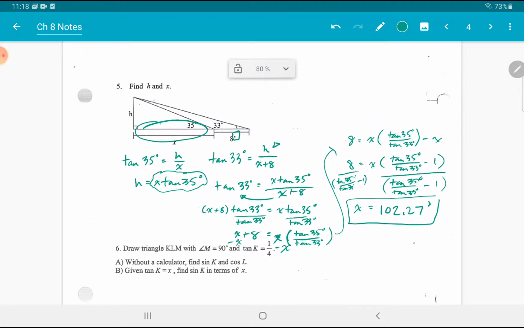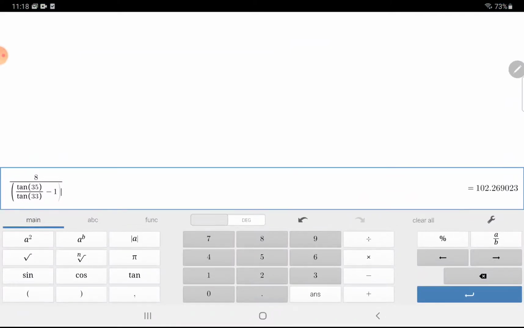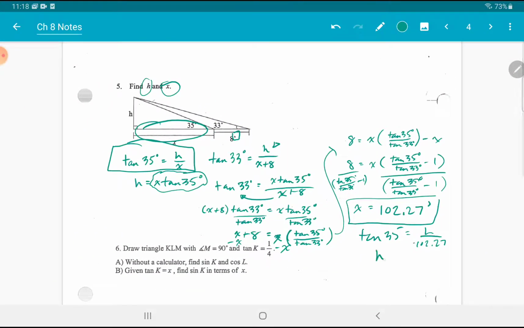Now the question was asking not only for x, but also for h. So why don't we plug it into our more basic tangent equation: tangent 35 is equal to h over 127.27. So we take that value and multiply by tangent of 35, and we get a value of 71.61. So h is 71.61, and again, this is in feet. There we go. That's number 5.